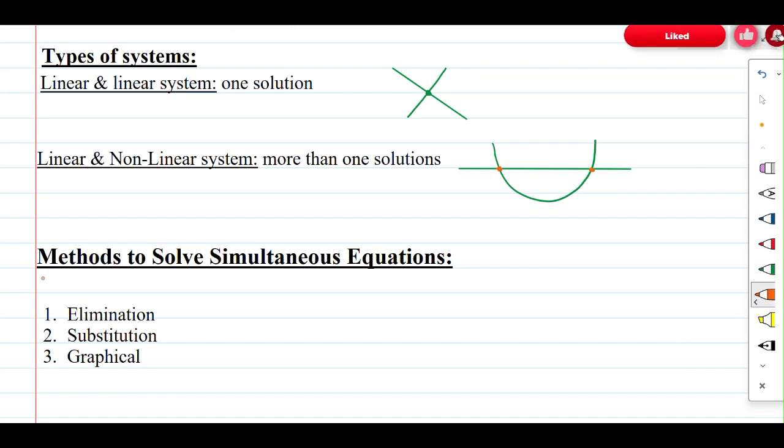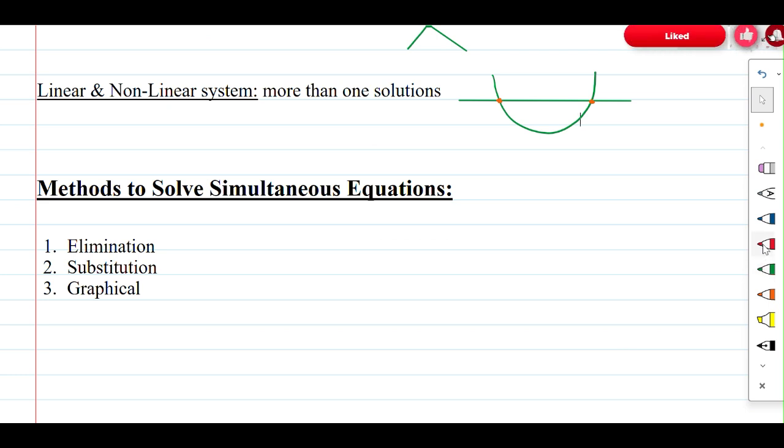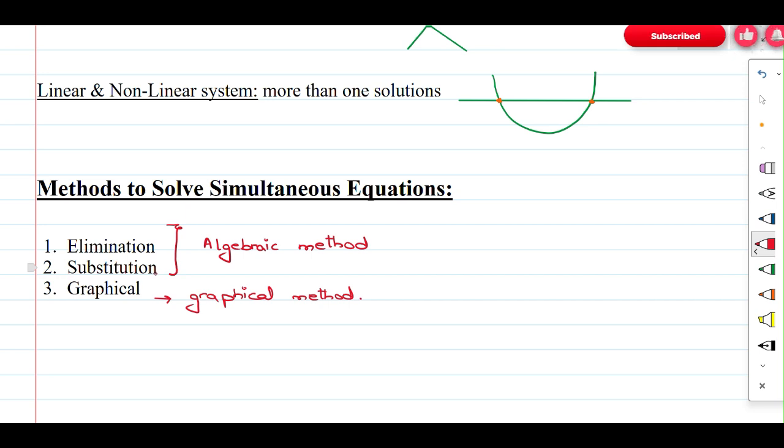Okay, now let's talk about methods to solve simultaneous equations. Basically, there are three different types of methods to solve simultaneous equations, right? The first method is elimination. The second one is substitution. So elimination and substitution, these are algebraic methods. And there is a graphical method as well. So there are two ways to solve the system of simultaneous equations algebraically: by the method of elimination or by the method of substitution. And there is only one way to solve it graphically, means you just graph out the two systems, whether both are linear or one is linear and the other is non-linear. You have to graph it out and figure out the solutions, right?